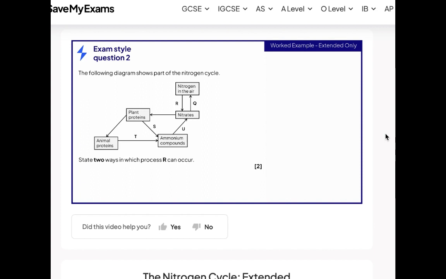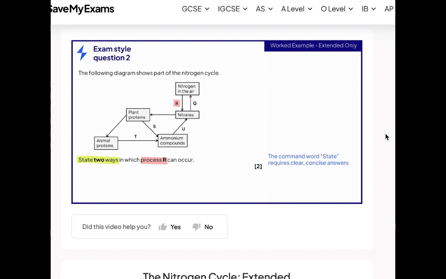Here is another example of an exam-style question that you may encounter. You are given part of the nitrogen cycle and asked to state two ways in which process R can occur. Process R represents the fixation of atmospheric nitrogen into nitrate ions. Remember that the command word state requires answers that are expressed in a clear and concise manner. It does not require long-winded answers.